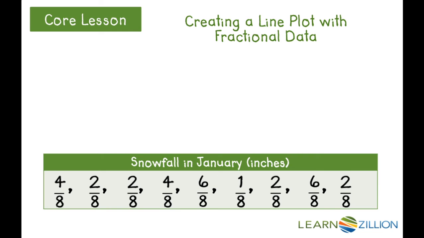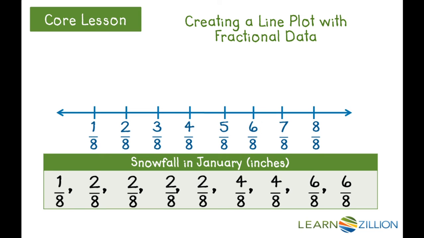Ordering fractions from least to greatest is a step in creating line plots, so our next step is to order these fractions from least to greatest. Now we are ready to create our line plot for this set of data. We first create the line with evenly spaced markings for the measurements. We know to mark our line from 1/8 to 8/8 because our data is working in eighths. When we mark each piece of data accordingly on the line plot, we cross out our data as we go.